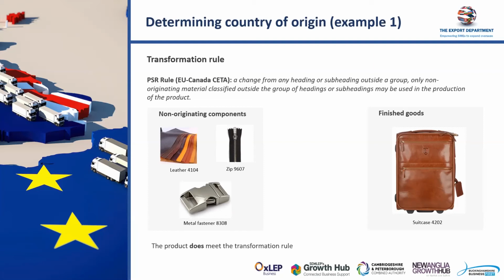It's quite lengthy. But essentially what it's saying is that the product, the finished goods, will be deemed to have originated, let's say in the UK, if the non-originating components have a different heading in the tariff. So we can see those non-originating components being the leather and the zip and the metal fastener for the suitcase. They all have a different chapter in the tariff to what the finished goods do. Okay, so I've given you the first 4 digits of the suitcase and the first 4 digits of the others. And providing it's a change of tariff classification, then that product would be deemed to meet the transformation rule.